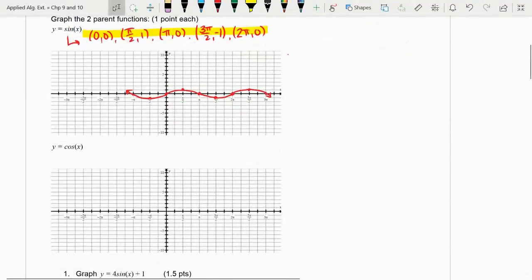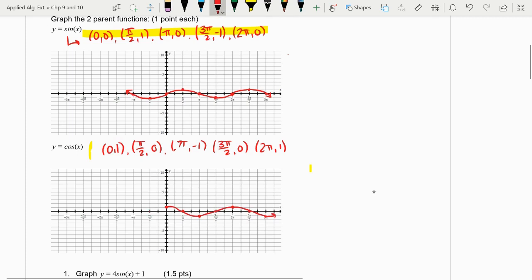For cosine, these are the points. Almost identical graph, it just starts at (0, 1) instead of (0, 0). But all of my x values are the same, and our y's just kind of switch. So we have 5 key points for both graphs, and my cosine again starts at the top of the mountain, goes to the midline, bottom of the mountain, midline, back to the top. And again, if you want to keep your pattern going a little bit, you can, but as long as you have 5 key points, you're good.